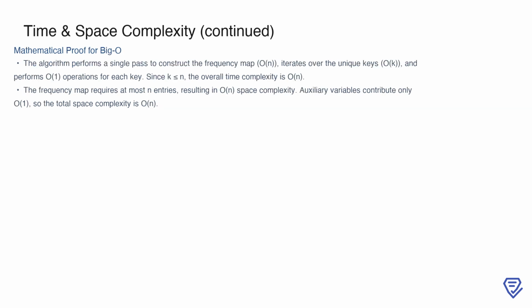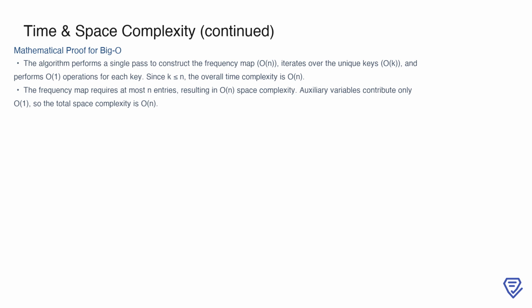To solidify our understanding, let's mathematically prove the algorithm's big O complexity. The first step, constructing the frequency map, is an O(n) operation since it processes each element in the input array once. The second step, iterating over the unique keys of the frequency map, is O(k), where k is the number of unique elements. For each key, we perform constant time operations, O(1), to check for consecutive numbers and update the maximum length. Since k is at most n, the iteration step simplifies to O(n). Combining these steps, the overall time complexity is O(n).